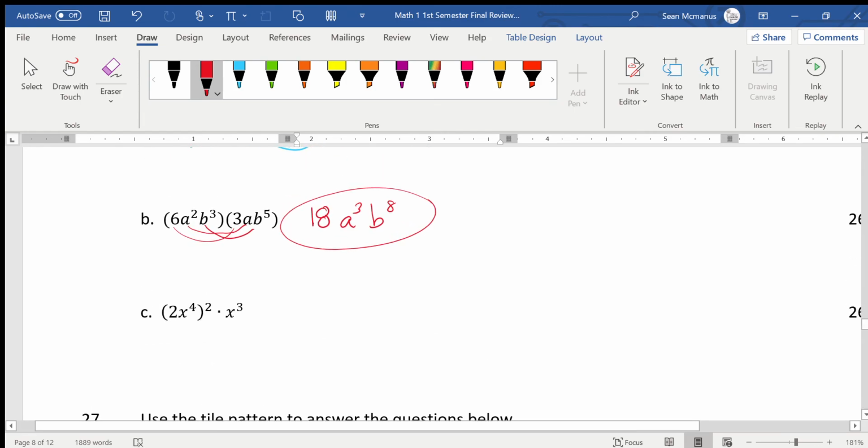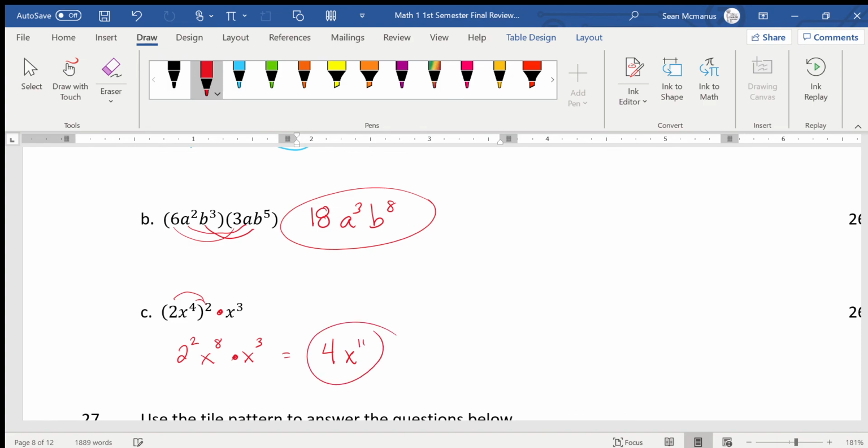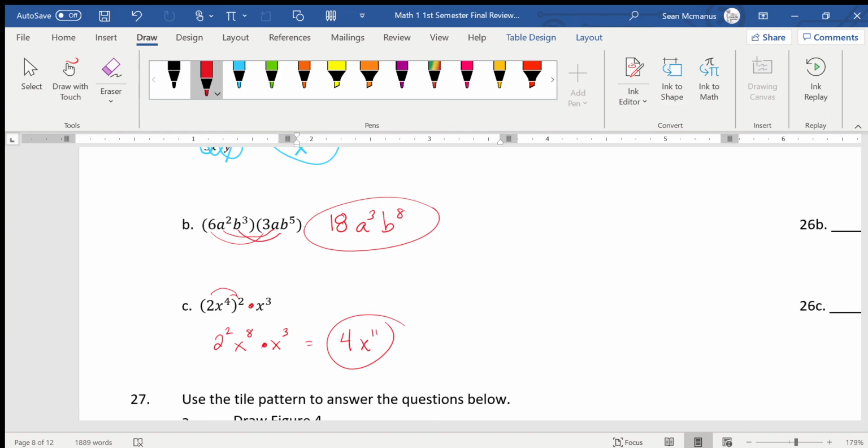And last one here. For some reason, this dot right here threw everybody off on the last test. It's just multiplication like everything else. So first we got to deal with this part. So I have a power to a power. That's going to go with both. So I'm going to have 2 squared, x to the 8th times x to the 3rd. All right, still I'm putting that dot there so you can see what's happened. So 2 squared is 4. X to the 8th times x to the 3rd. I just add them together. Final answer. All right, so that takes us through 26.